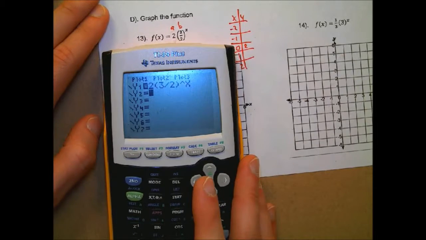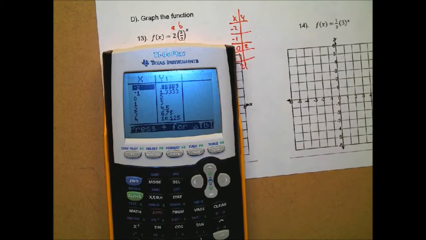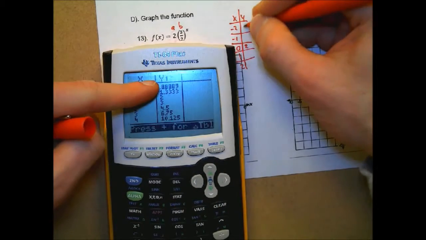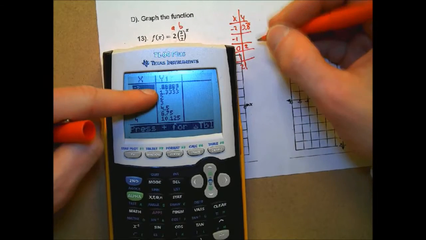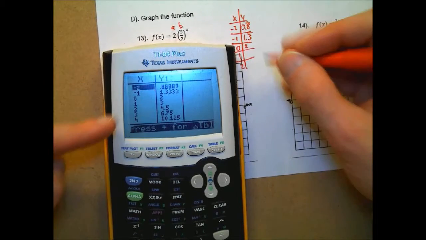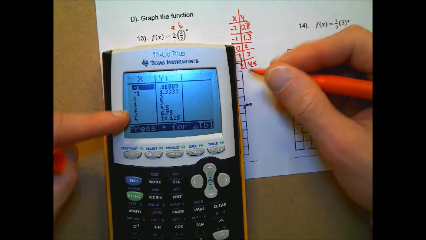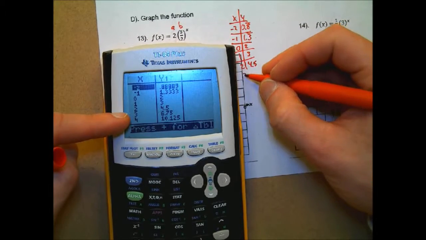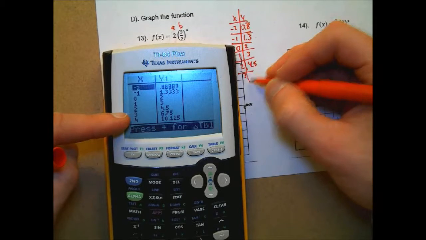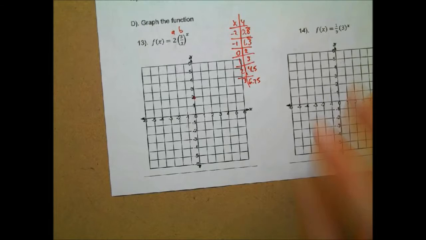Okay, we'll go to the table. I'll just fill in my values. So this is like 0.8 repeating. Okay, this is 1.3 repeating. 1 is 3, and then 2 is 4.5. And it looks like I can fit 6.75 on there, so I'll go ahead and do that one too. 3, 6.75 as well, because it'll fit. Actually, barely, it won't fit, but oh well.